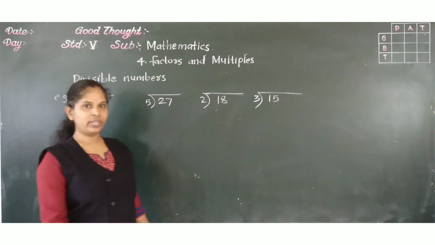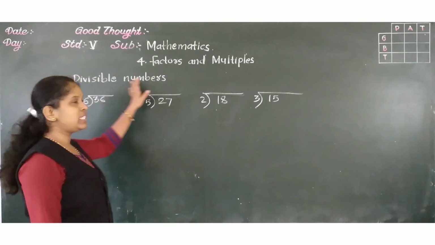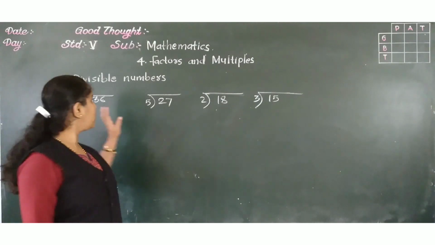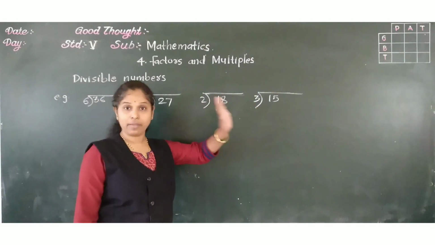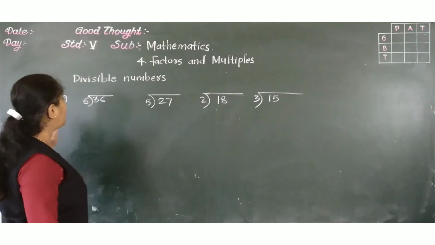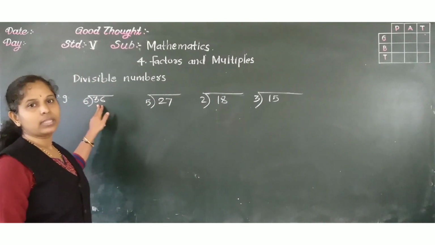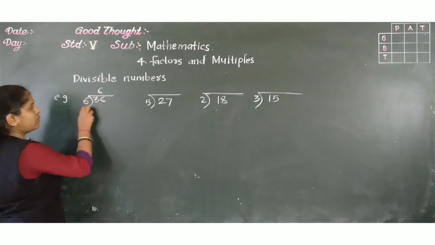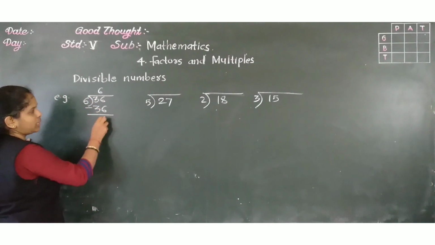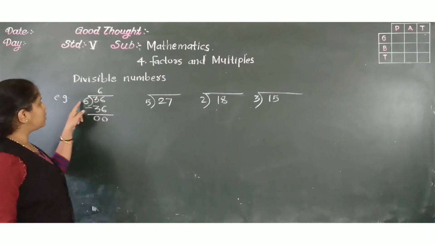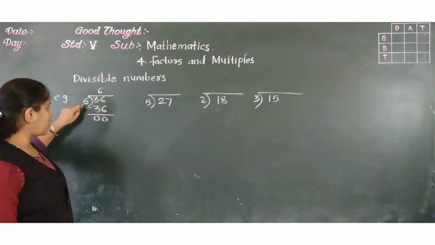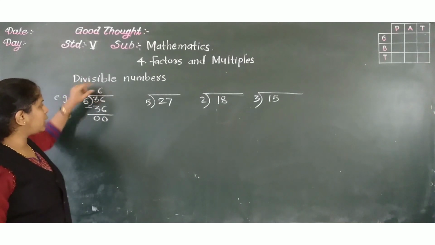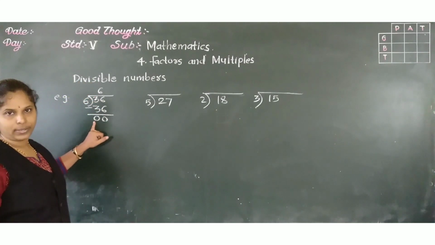In this lesson, the next concept is divisible numbers. See here students, I have written a few examples. I will explain. 36 is there in the 6 table. 6 sixes are 36. Here 6 is called the divisor. This is called the dividend, the quotient, and this is the remainder.